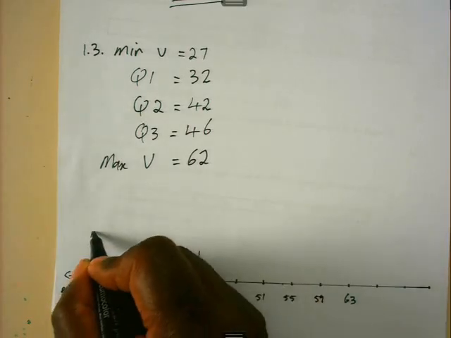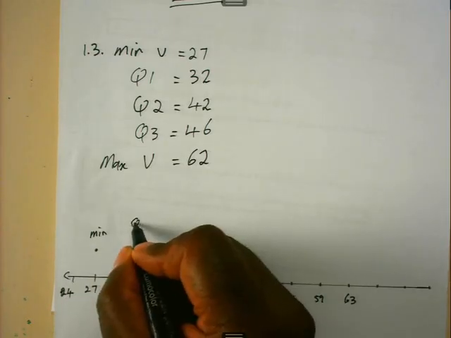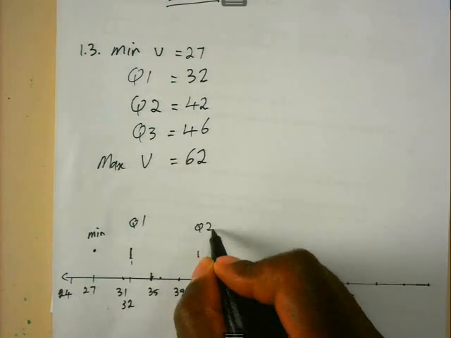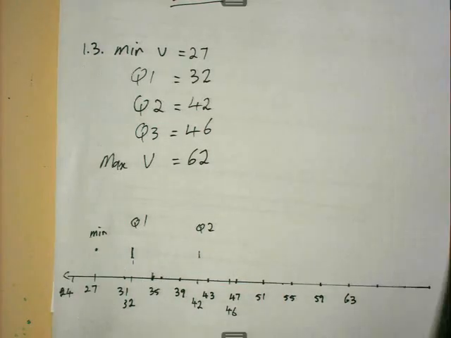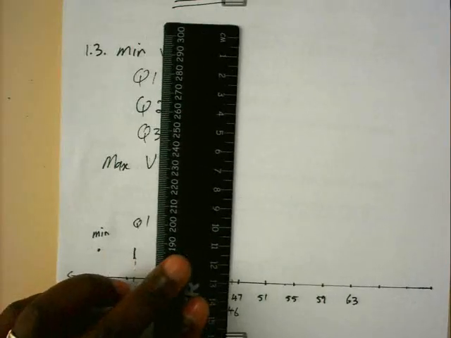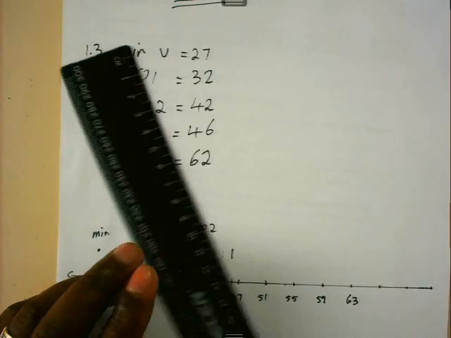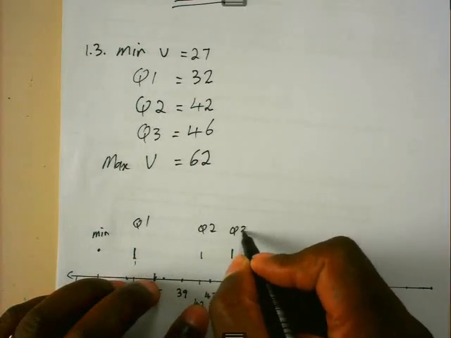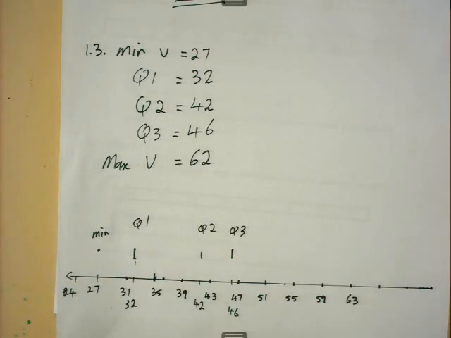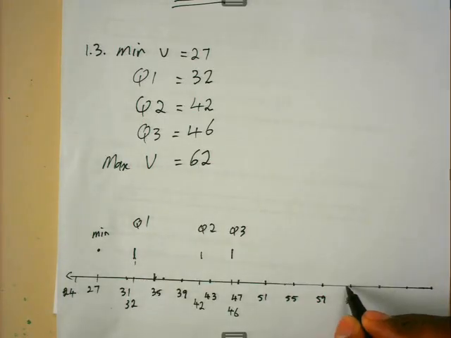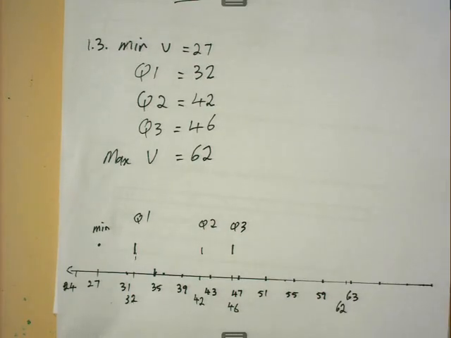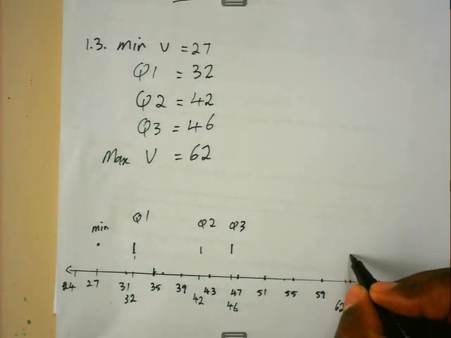Remember, this is also a minimum. This is our Q1. Now we've got Q2 as 42. Let's determine Q3. It's 46. Just before you reach 47, you've got 46. Just on top is Q3. This one is called Q3. And then the maximum number is 62. Just next to 63, there you've got 62, and just exactly on top, that is 62.